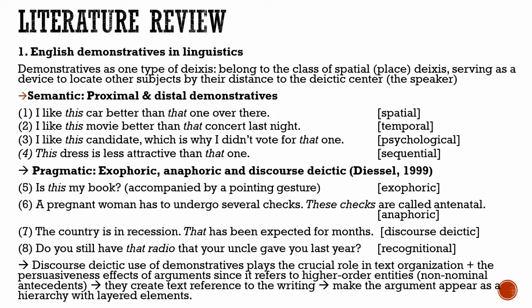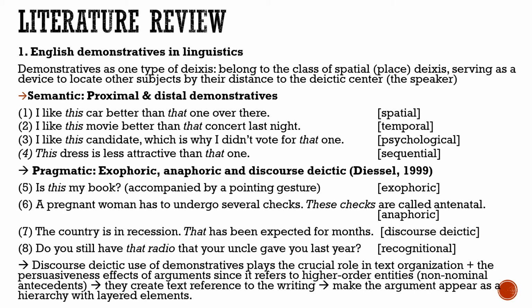So in terms of semantics, we can have proximal and distal demonstratives. For example, I have several examples here. I like this car better than that car over there. So in this example, this and that refer to the spatial deixis. However, in the second sentence, I like this movie better than that concert last night. Then this, that here does not refer to the physical distance anymore.